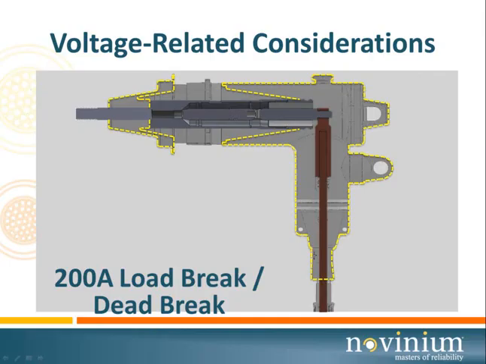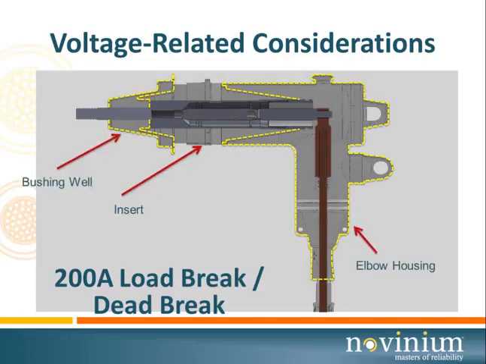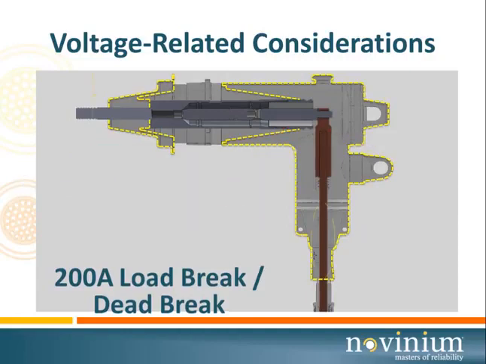Now let's look at some specifics with the connectors. Again, we're lumping the dead brake and the load brake connectors together. Here's the 200 amp. We've identified the wells, so you can see them again. We've identified the housing, the insert, and the well. Inside, we've identified the connector, the probe. Now, let's look at areas that we have to be concerned about.